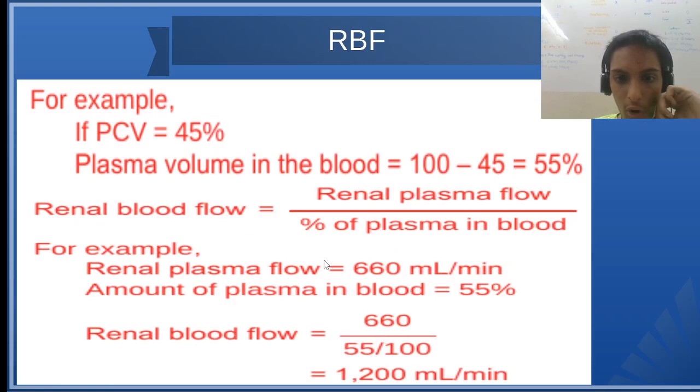Lastly, renal blood flow. We got renal plasma flow. So, now we'll easily calculate renal blood flow. We'll consider PCV 45. Subtract from 100, that is your plasma percentage 55. So, renal blood flow will be the plasma flow divided by the percentage of plasma in blood. So, 660 divided by 55%. So, you'll get 1200 ml per minute. You can take any value of PCV, 65, 75, whatsoever.